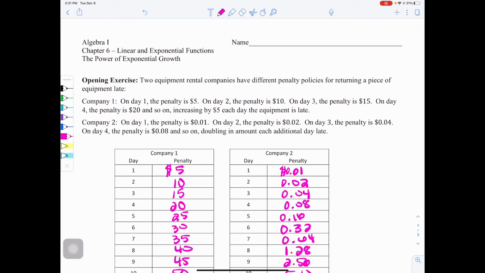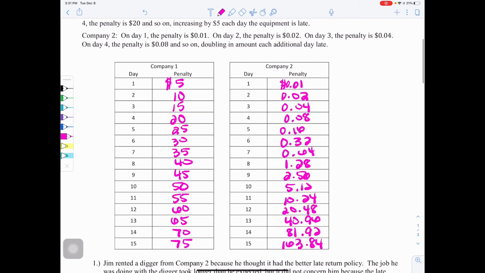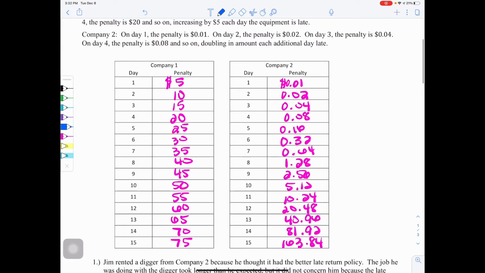Okay, so you've completed the opening exercise. Let's go over the answers together. With the 2 companies, company 1 is on the left, company 2 is on the right. I'm going to add right now to my table the formula for each one, which I also address later in the questions. This one on the left is having a change of $5 each day. So you're looking at f of t equals 5 times t. Your y-intercept, if we were to work backwards, would be 0.